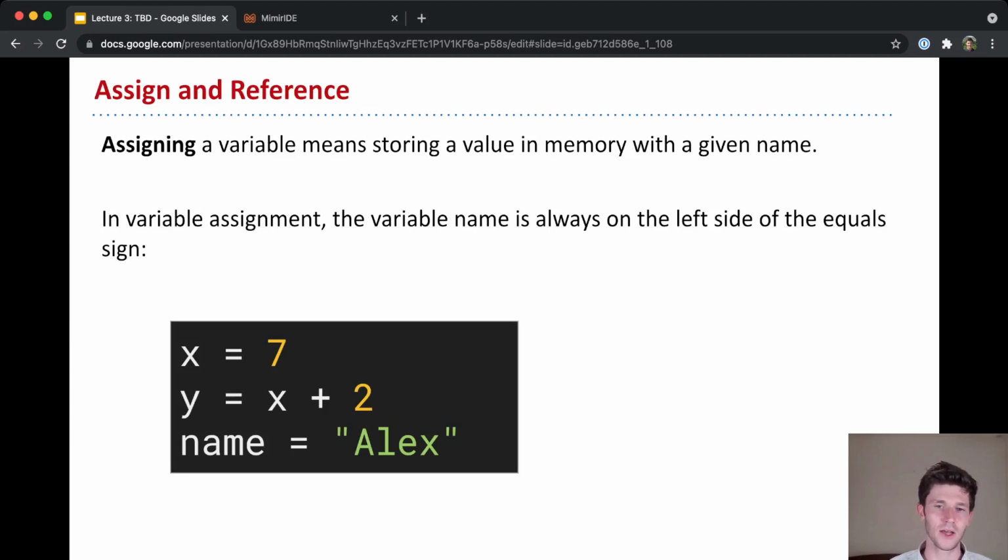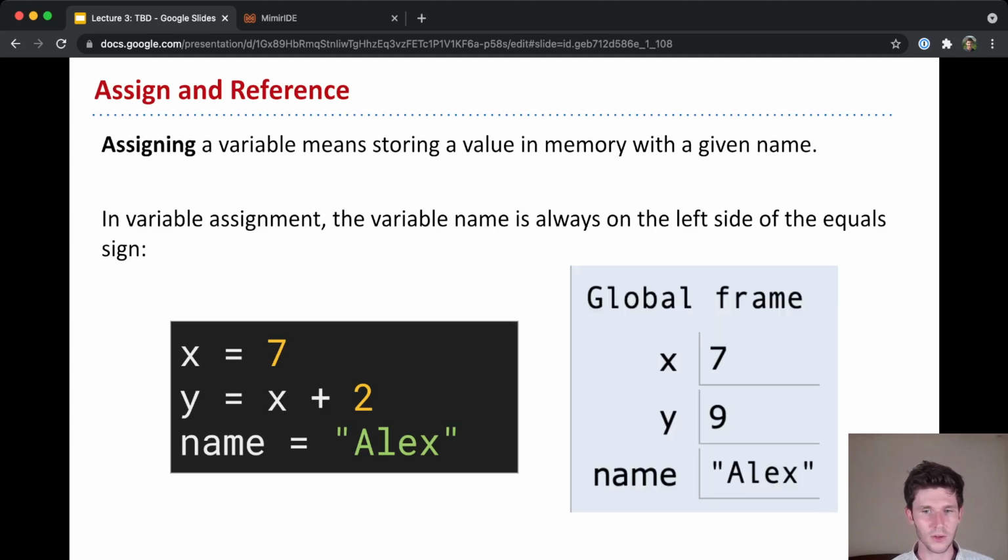And 7 is the value that we're going to store in memory, and we're going to name that location x. It's the identifier. y is equal to x plus 2, so 7 plus 2, we get y, or name equals Alex. And so when this code gets run, we can see what the frame will look like. The computer has in the frame the variable x with a value of 7, the variable y with a value of 9, or the variable name with a value of Alex.